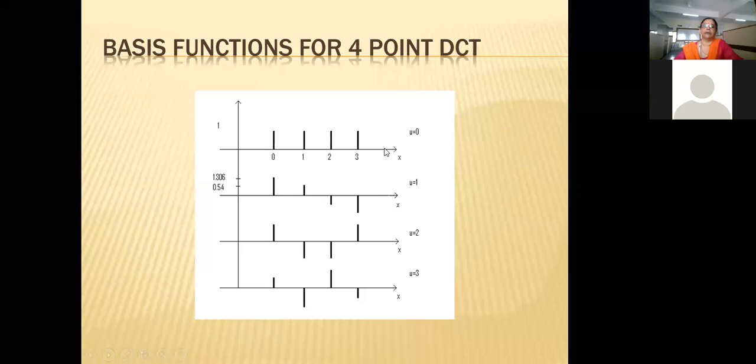Okay, so these are basis functions for DCT. If you look at these basis functions, for the very first coefficient, frequency is 0. And as we increase U, frequency goes on increasing. This is also true for the discrete Fourier transform.